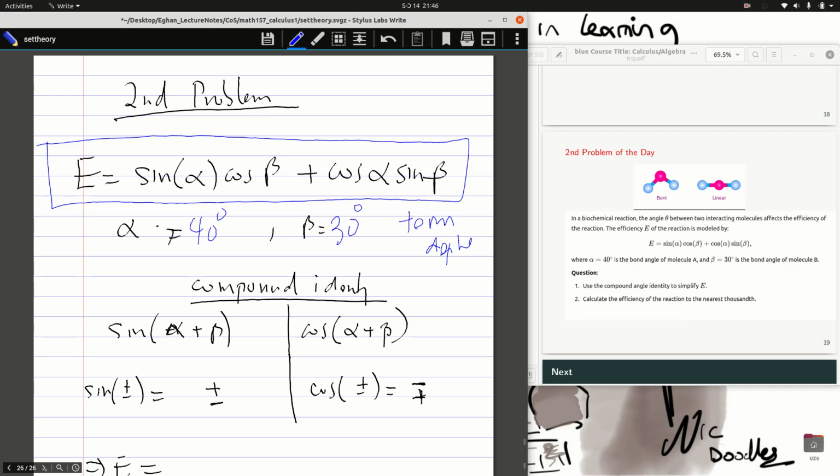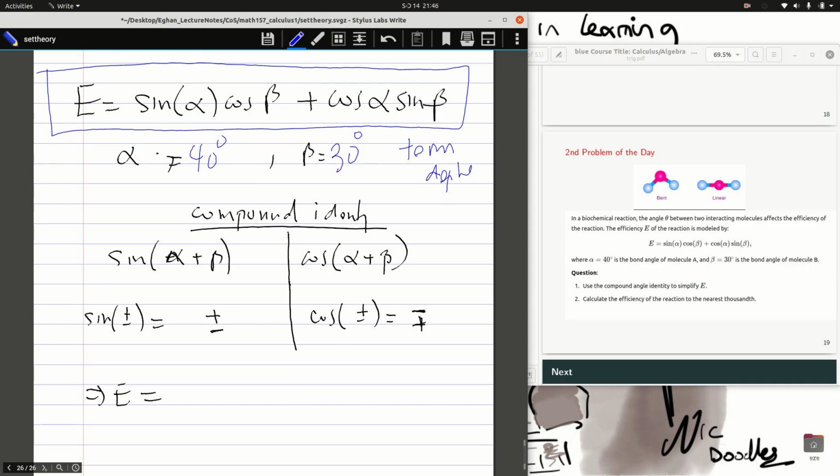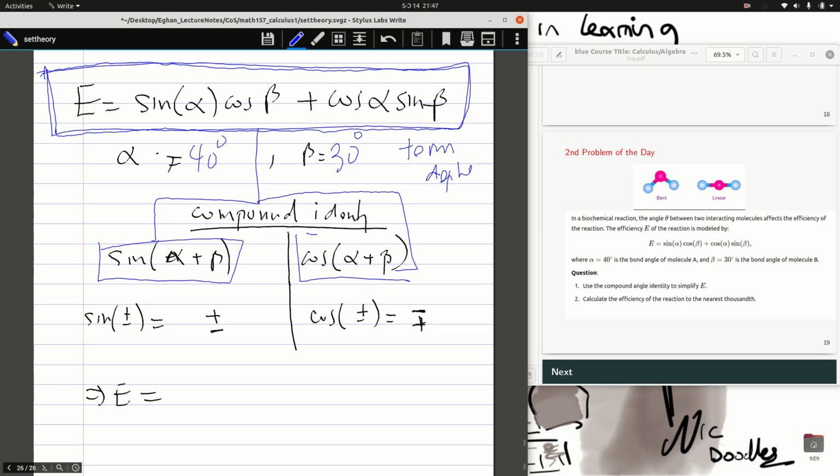The question is to find the compound identity for E. This has given us a clue of what to do. Even if the compound identity wasn't stated, from the preamble given, you can tell where this is from. It is not from the quotient identity, neither from the double identity or half. It is from the compound identity. Now the next question is this resulting to the sine alpha plus beta, or it is resulting to the cos alpha plus beta?